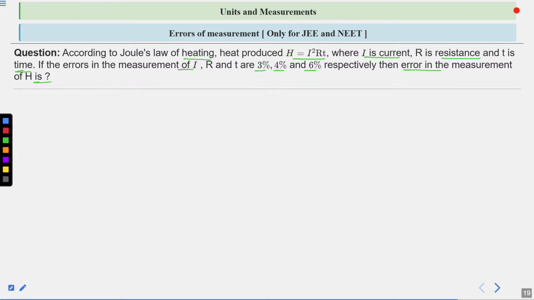So here you have to find out H. You know the formula of the heating effect. H is equal to I square RT. Now find the answer. H is equal to I square RT.